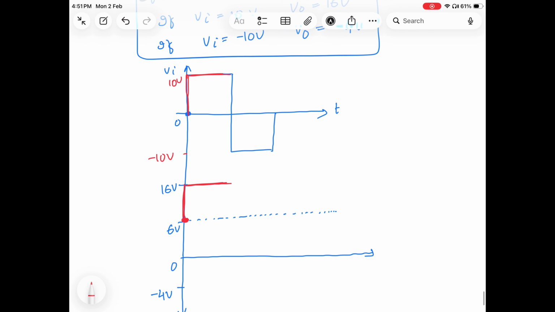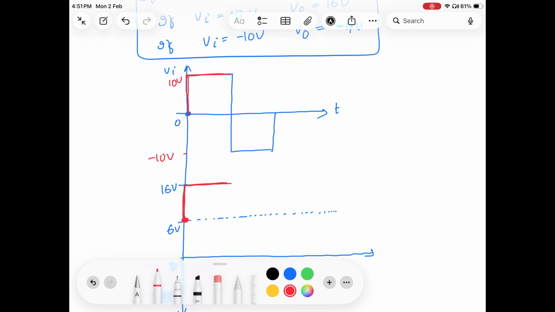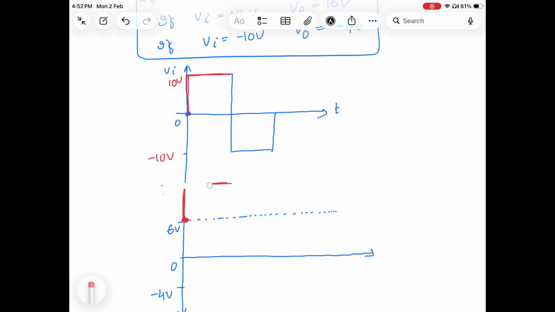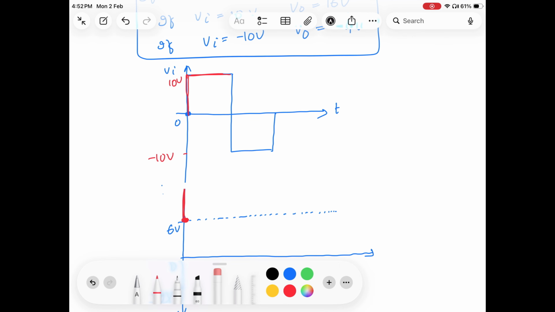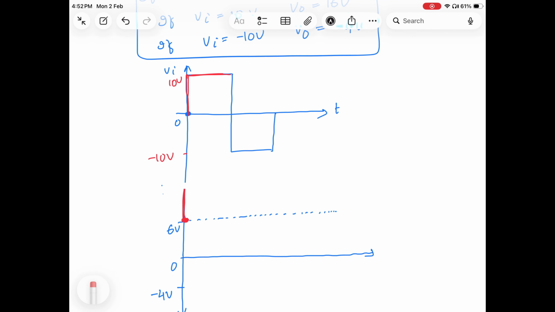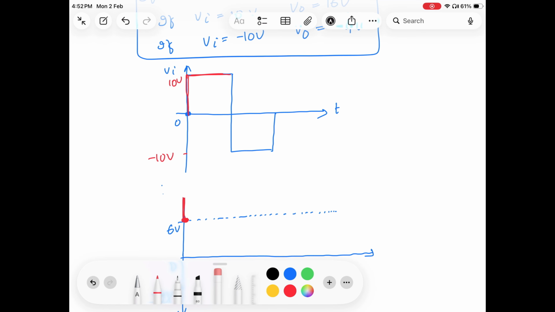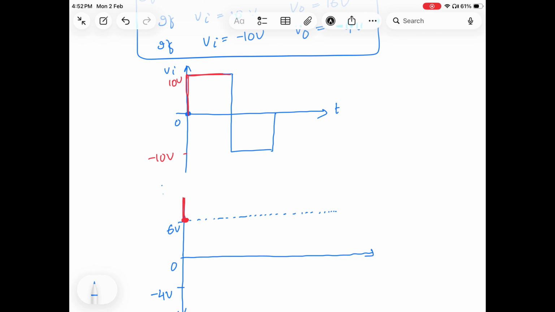Okay, let me redraw this diagram. I think this diagram is not exactly symmetrical. Wait for this. Okay, so I need to erase it. Actually, 6 to 16 should look like 10. That's why I need to redraw it.